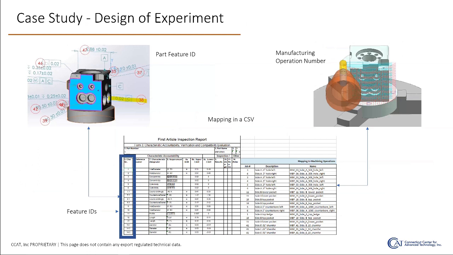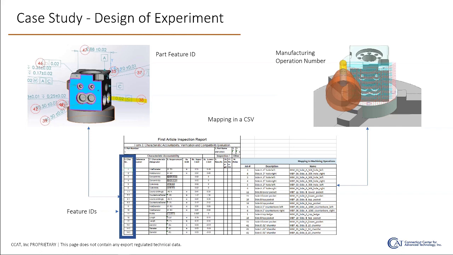So this was the design of the experiment. We started off with a demo part that we designed. We tried to incorporate as many different kinds of features that you would typically find in CNC manufacturing on a 4-inch cube. And then obviously we created a model-based definition file out of it. We assigned a feature ID to each one of the features. And then we produced the manufacturing operations to produce those features.